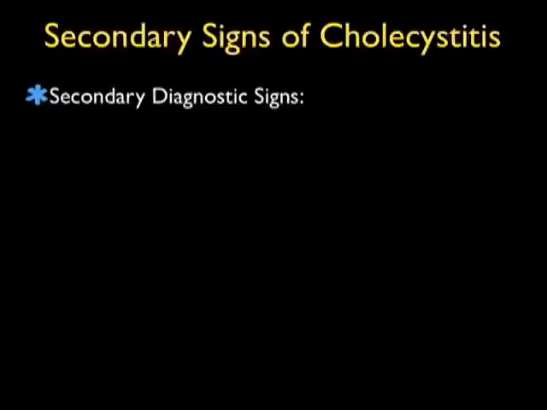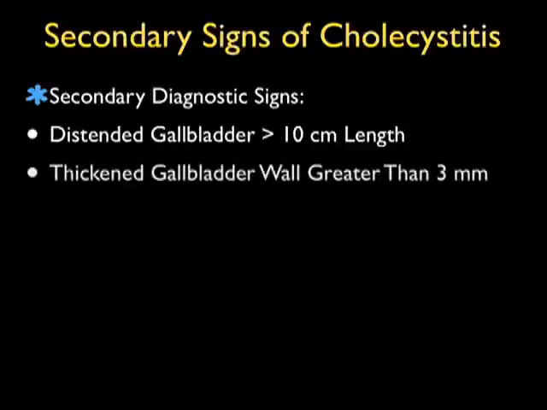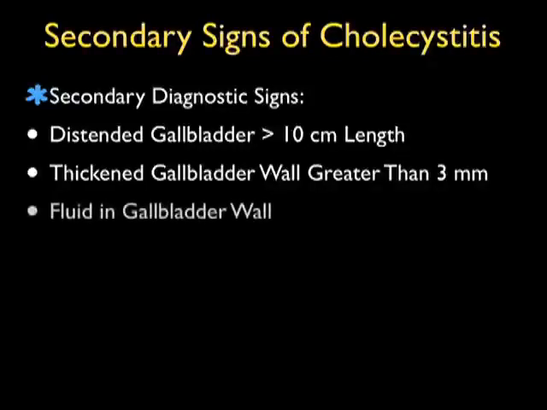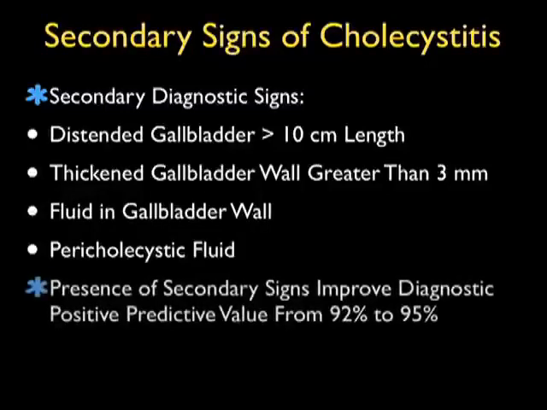Now, there are multiple secondary signs of cholecystitis that we should go through, and these include a distended gallbladder greater than 10 centimeters in length, and a thickened gallbladder wall that's usually defined as greater than 3 millimeters in width. Also, one may be able to see fluid or edema within the gallbladder wall, as shown by a stripe of fluid within the wall.